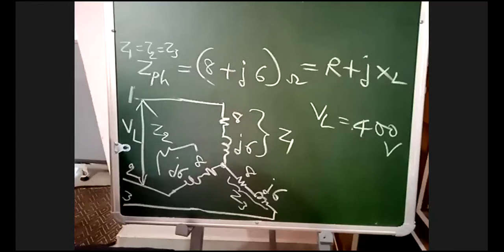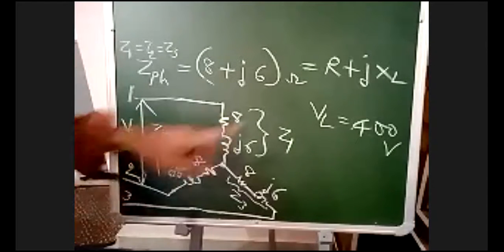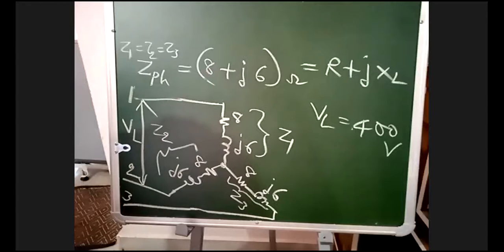Write a note. Always in the problem, they will give line voltage. Take it as line voltage. Whatever any problem, whether it is star connected problem or delta connected problem, always in the problem, they will give line voltage. But impedance is phase impedance, but voltage is line voltage. Remember this point.